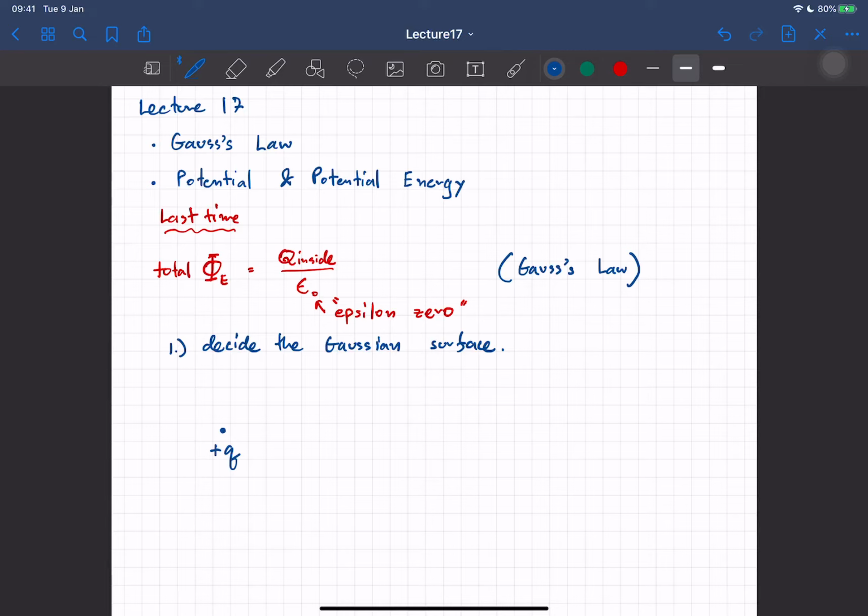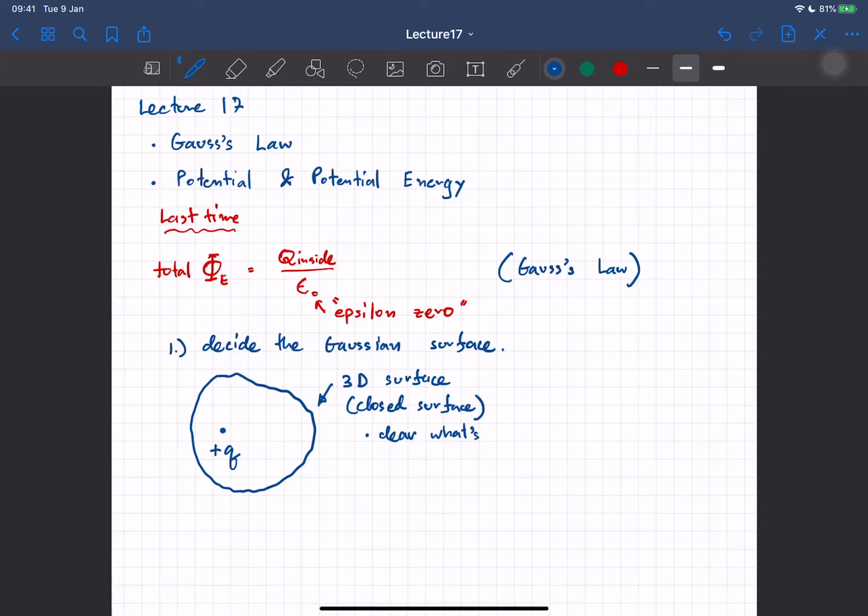So I'll pick one kind of randomly, one that looks something like this. It's a three-dimensional surface, and it should be a closed surface. The reason it's closed is that we should be able to define what's inside this surface and what's outside. So we need it closed to be clear what's inside or outside the surface.